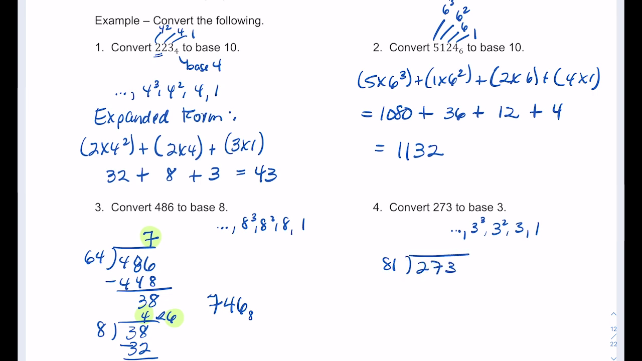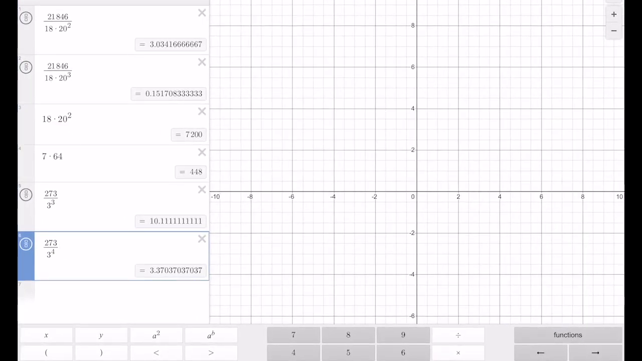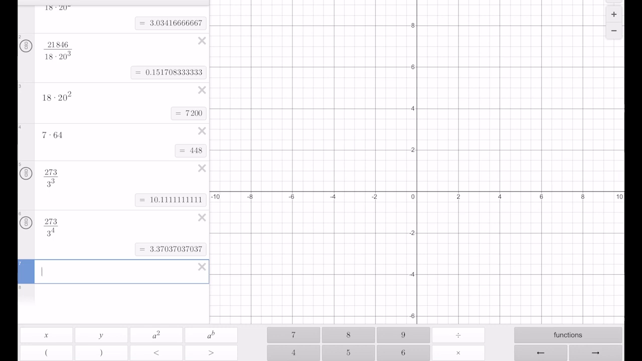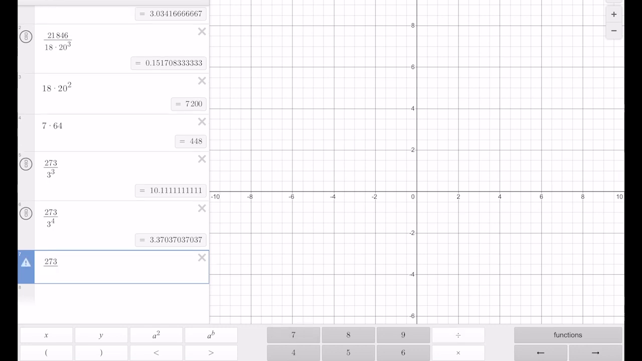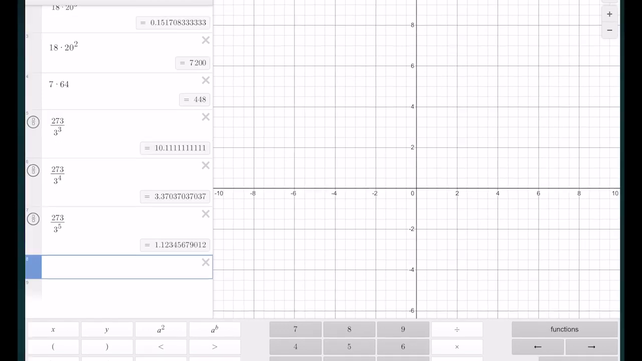Okay, so even though I didn't write 3 to the 4th, it's understood. Those three dots mean this goes on forever, depending on how large the number is. And when I divide, let's see. Oh, 3 to the 5th will actually work. 3 to the 5th. So 273 divided by 3 to the 5th. Yep, it works. So 3 to the 5th, or 243, is what I'm going to divide by.